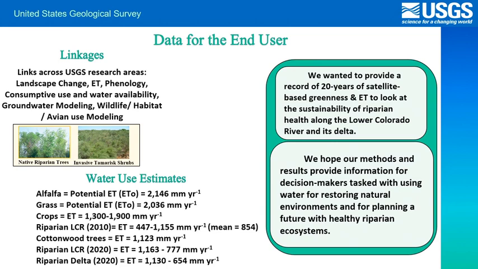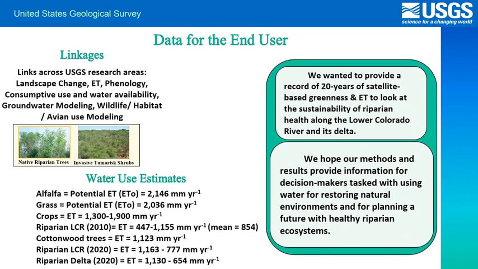One way of looking at this is we have alfalfa as our highest amount of water use, or grass. We call that potential ET, and it's usually in the area of about 2,000 millimeters a year. Crops use almost that amount, a little less, and riparian vegetation has varied from about 450 to 1,150 millimeters a year. Cottonwood trees are at the high end of that.